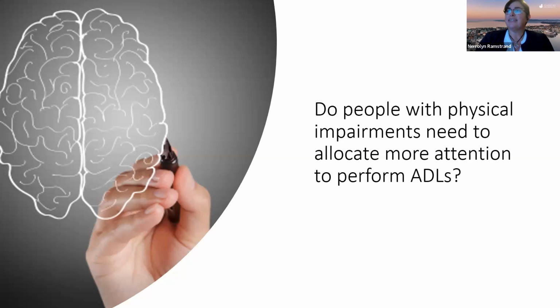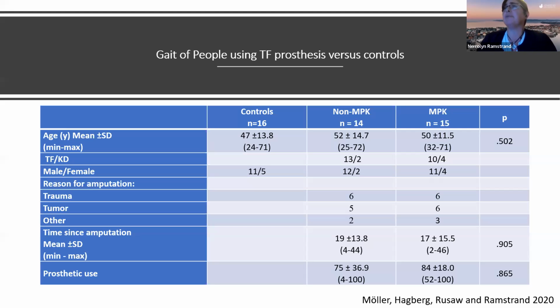So let's start looking at some of the research that our team has been doing over the last 8 years or so. We start fairly simply by asking the question, do people with physical impairments need to allocate more attention to perform ADLs or not? So we can compare a group with impairments to a group who do not have impairments. And we can demonstrate this on transfemoral prosthesis users, and this is one of the papers that one of my doctoral students published in 2000.